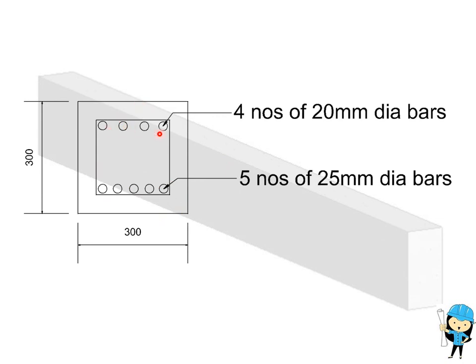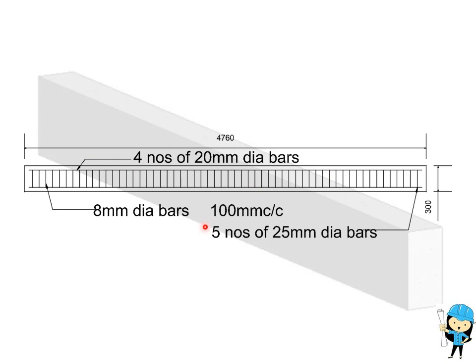So this is compression reinforcement and this is tensile reinforcement. So compression reinforcement is 4 numbers of 20 mm dia bars, and this is the tensile reinforcement, that is 5 numbers of 25 mm dia bars is given. So in this image of reinforcement detailing, we can clearly see the stirrups, that is shear reinforcement, which we have provided as 8 mm dia bars at 100 mm center to center spacing. This is the tension reinforcement, 5 numbers of 25 mm dia bars, and this is the compression reinforcement, 4 numbers of 20 mm dia bars.